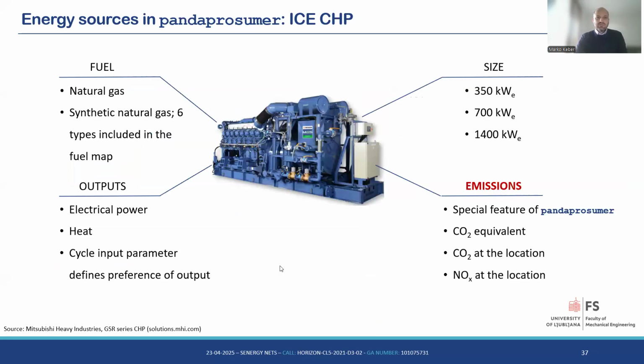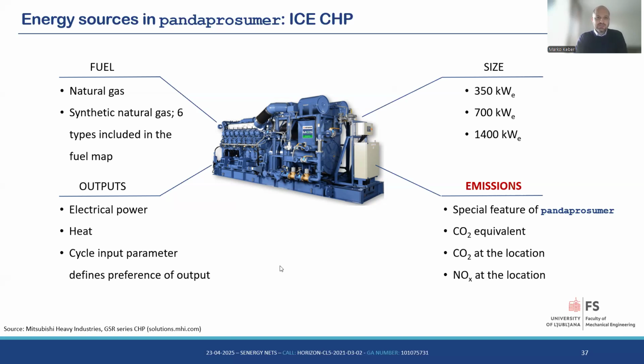So if I start with the ICE CHP, so the combined heat and power system, it gives out two outputs. It gives out electrical power. It gives out heat. Heat could be considered as waste, or it could also be recovered as useful energy through heat exchangers. And in the way it's set up in pandaprosumer, the user can choose between two outputs, which one is the preferable one.